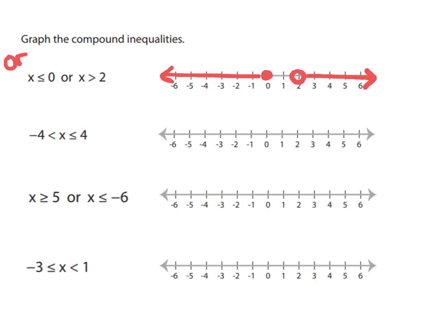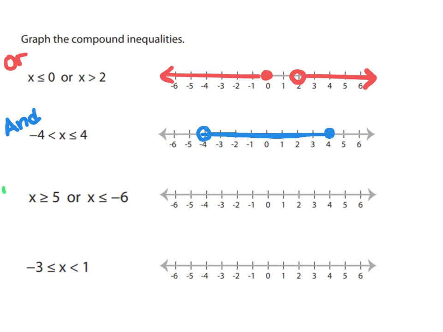For the second one, this is what we would consider an AND inequality because that x is in the middle. So in order to graph that, I put an open circle at -4, a closed circle at 4, and again, because it's an AND and x is in the middle, that means we're going to shade the middle.